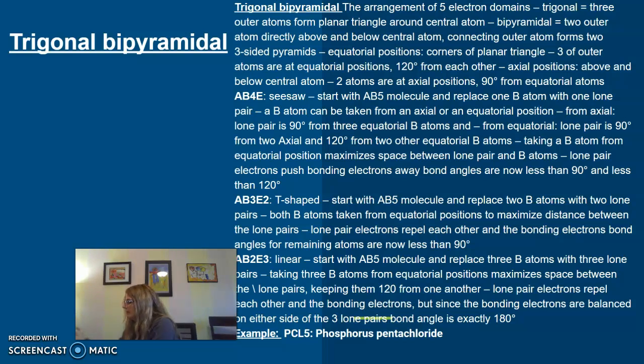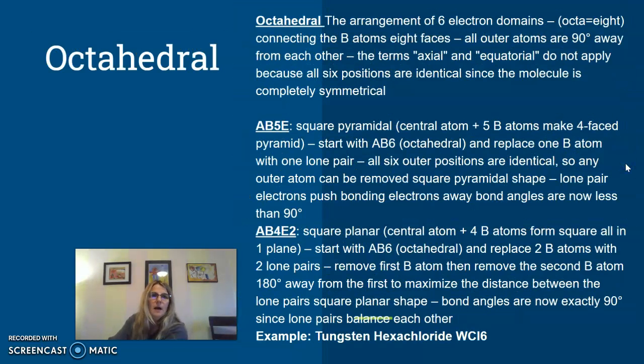That's 5. Oh, and then our last one is octahedral. And this one is very symmetrical. This has 6 electron domains. And so these are all 90 degrees. So 90 degrees, 90 degrees, everything's 90 degrees. This one can have one lone pair, and then it can also be AB4E2, where it has just two, and then it has two lone pair. And an example of that is tungsten hexachloride.